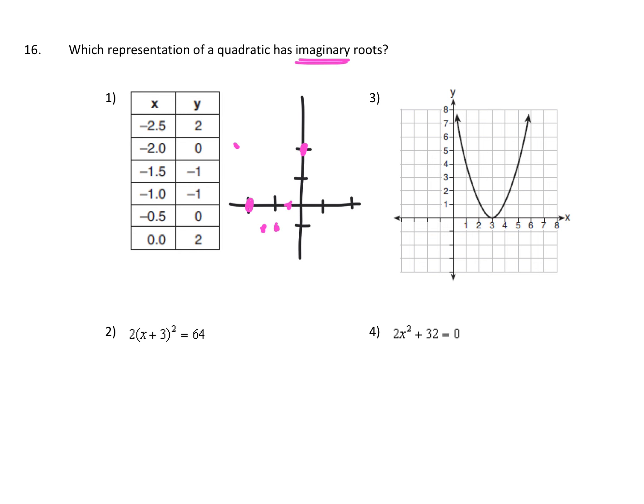For choice one, I just plotted these points. I went to negative 2.5, 2, then negative 2, 0, then negative 1.5, negative 1, and so on. And we could see this would graph to be a parabola with two real roots. We're not looking for that. We're looking for imaginary roots. So choice one is out.